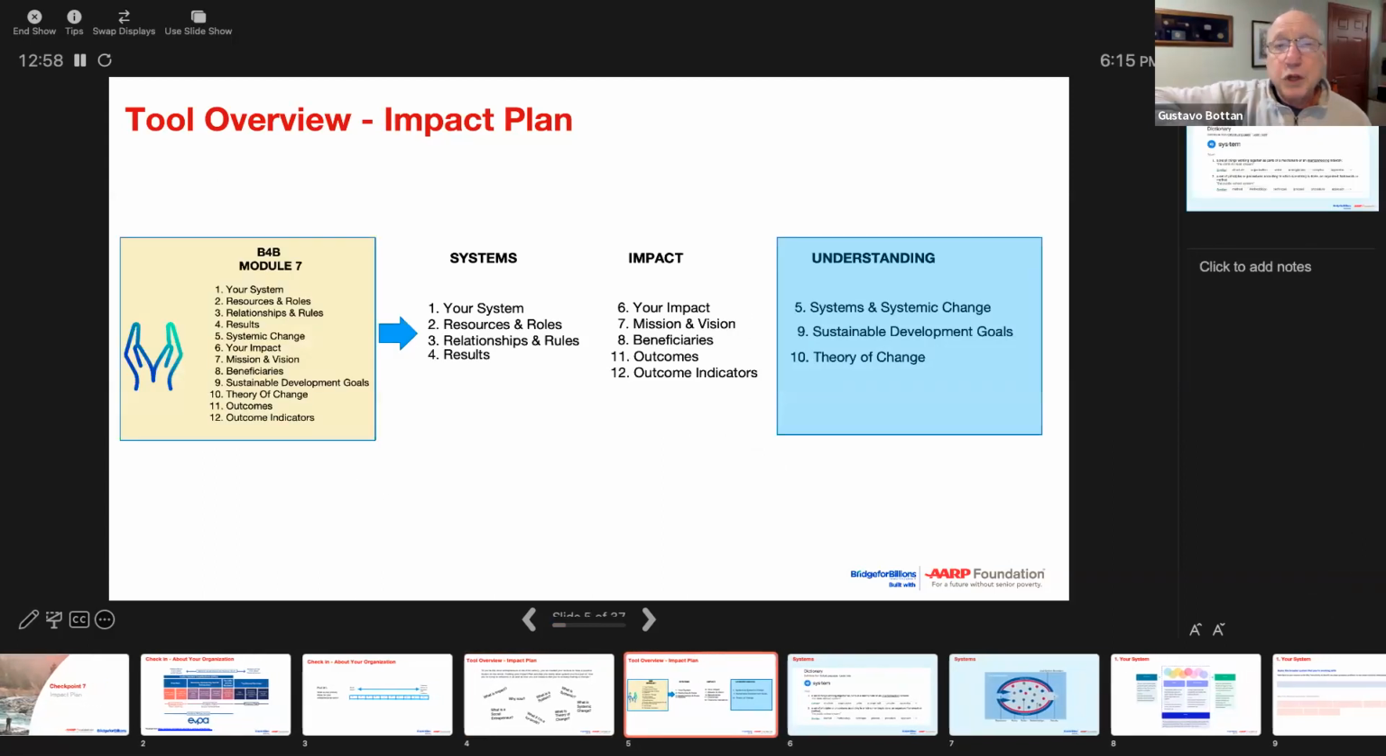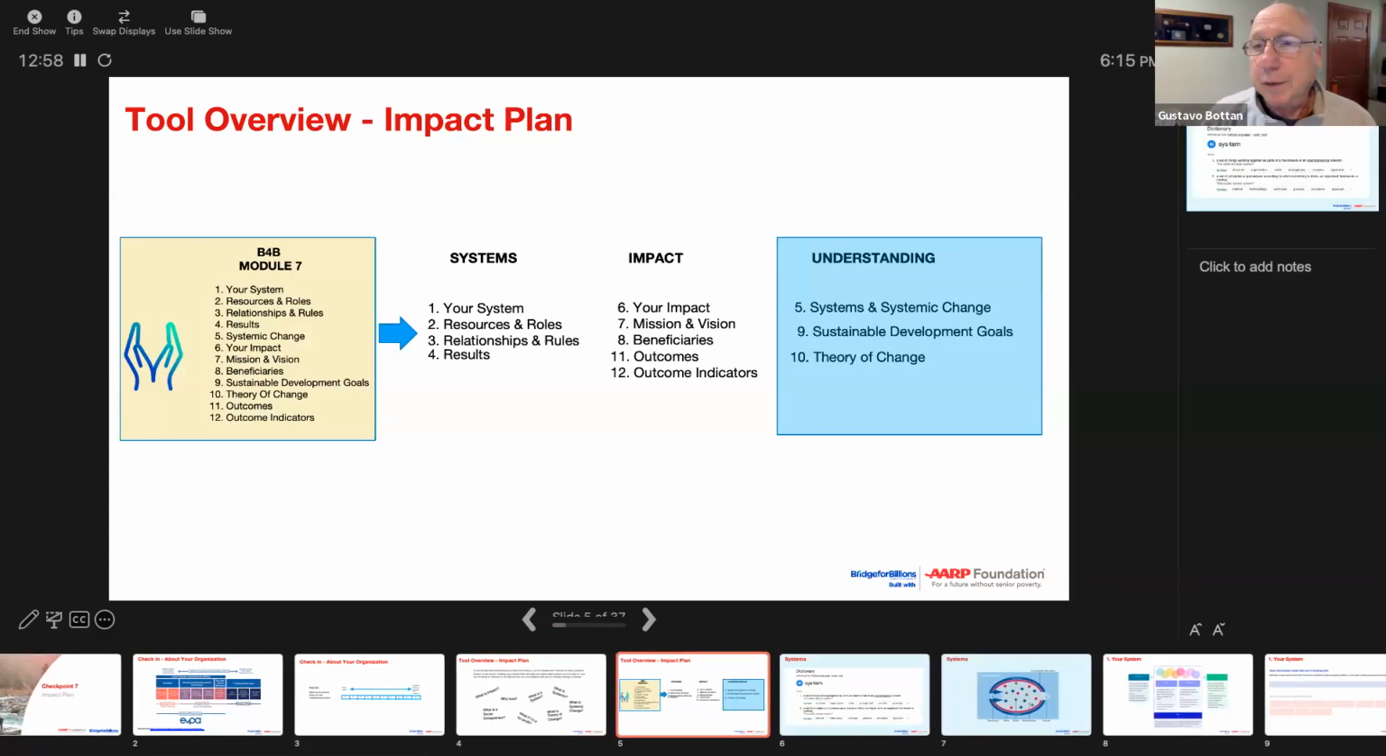So on the left, you see the module 7 and all the steps that some of you may have already gone through. Some of you are probably going to see them soon. What I did is I took them and put them into 3 groups. One is the group called systems, because we're going to talk about systems, what they are and why they are so important.